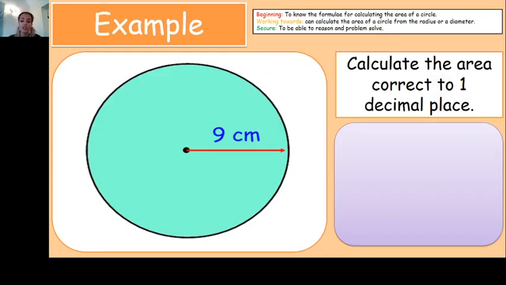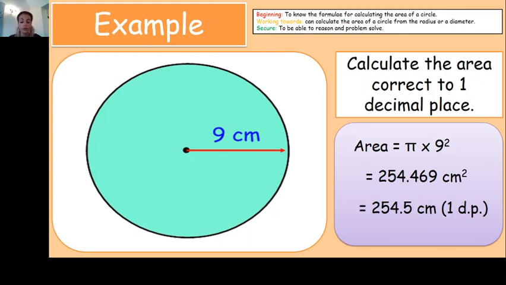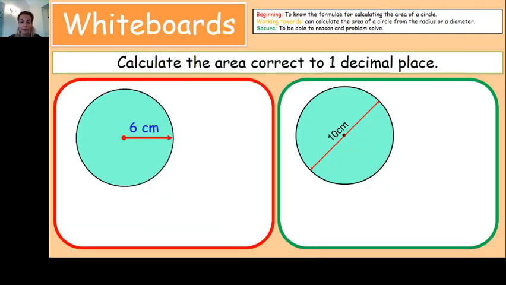So here's an example question then. We've got a circle. It's got a radius of 9, okay? We know that's the radius because it's from one end of the circle to the centre. The question says calculate the area correct to one decimal place. So pi times 9 squared. Let the examiner know that you know the formula, pi times r squared. R is 9, so pi times 9 squared. That gives you the answer, and it wants it to one decimal place, which would give you 254.5 centimetres squared. Don't forget your squared, okay? Area is always measured in squared units, okay?